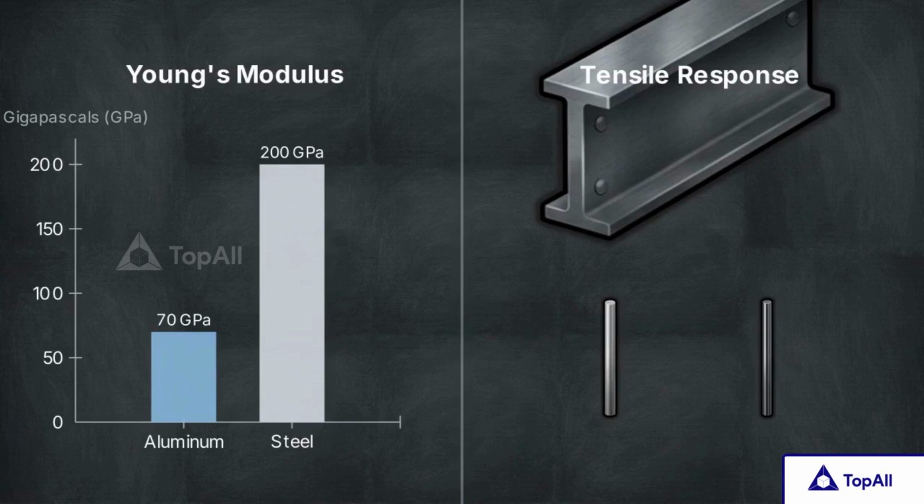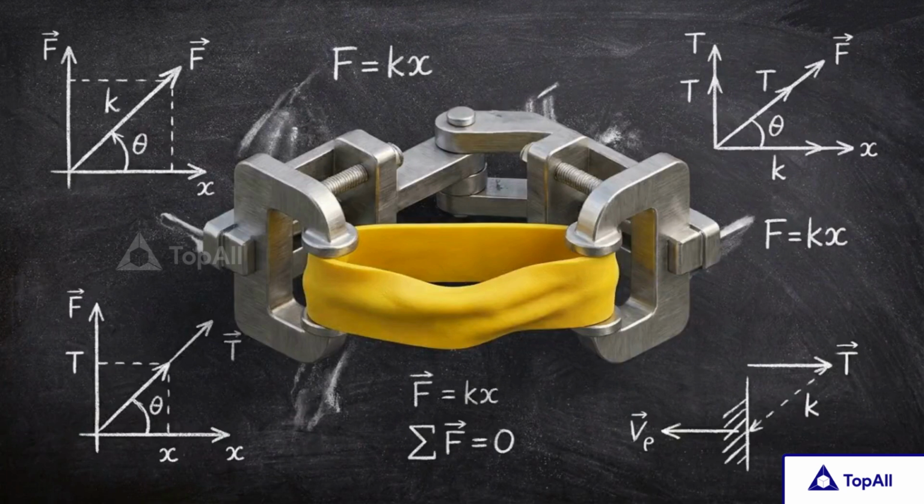The data explains the physical behavior. Steel's higher modulus value means it demands significantly more force to yield, which is why it resisted the weight while the aluminum wire stretched. This creates a common misunderstanding.